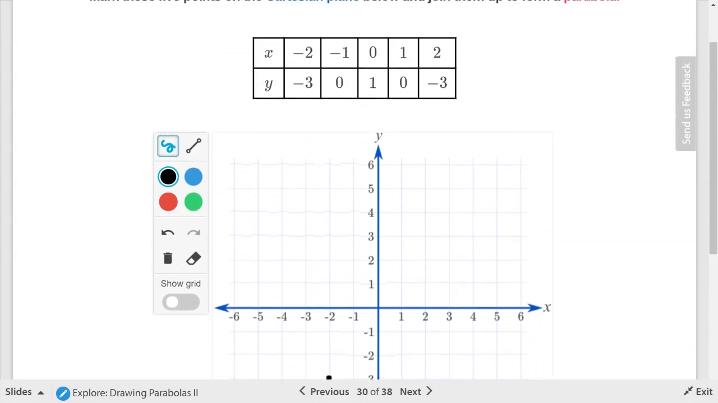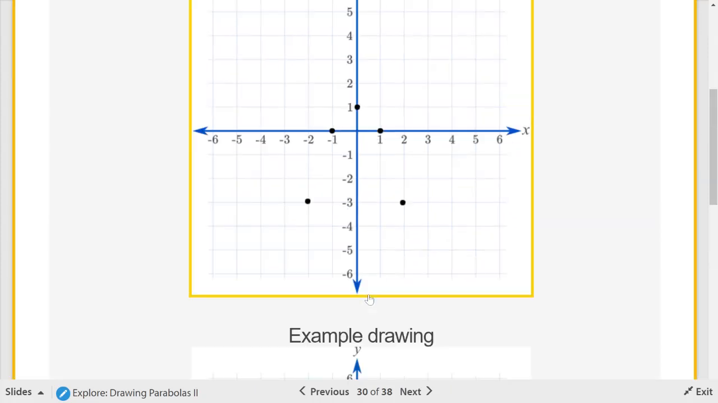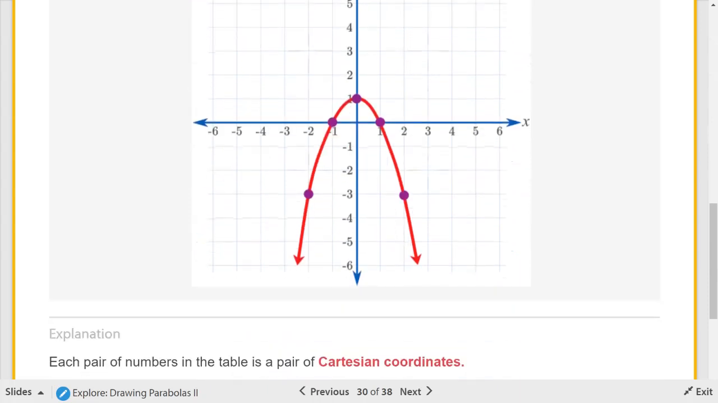Then we've got the next one, which is -1 and 0. So x is -1, y is 0. The next one is x is 0, y is 1. The next one is x is 1, y is 0. And it's basically exactly the same as the first one, reflecting it on either side. And that gives you basically the graph once you connect the dots.